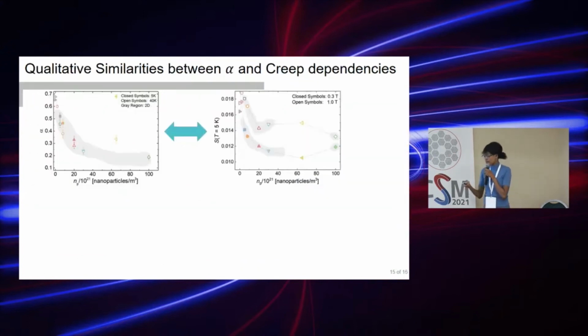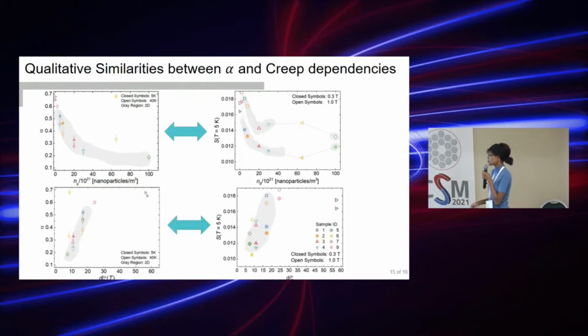Okay, so the last thing that I wanted to show you was that we noticed some qualitative similarities between the dependencies for alpha and the dependencies for creep. And again, with the resolution of this projector, it's very challenging to see, but you can see here we would have a grayed out region, that the shape of alpha versus nanoparticle density and the shape of creep versus nanoparticle density is very similar. There should be a line connecting all of this. And then, for our data showing alpha versus nanoparticle size and creep versus nanoparticle size, the shapes qualitatively look very similar.